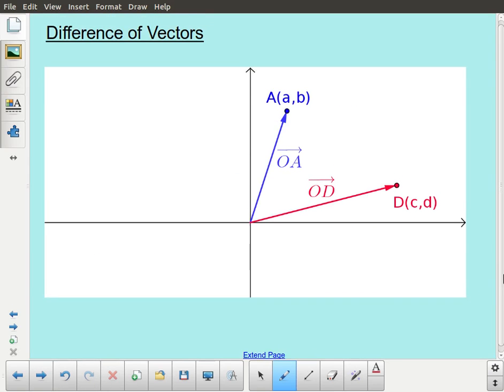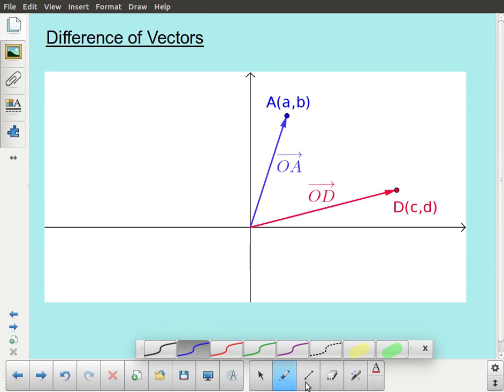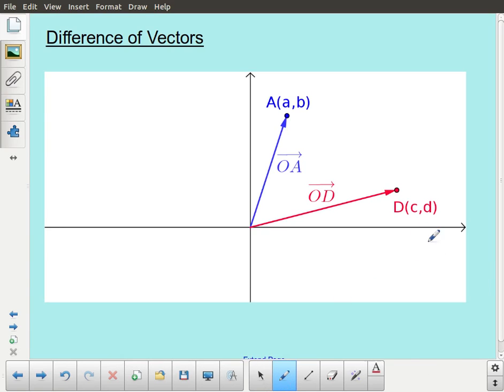Okay, so now we're going to take a look at subtraction, or a difference of vectors. I've just put together some illustrations that I'm going to walk through here, rather than me sketching things out or drawing things out. So if I start with the vectors OA and OD, and let's say I want to construct OA minus OD, how would I do that?